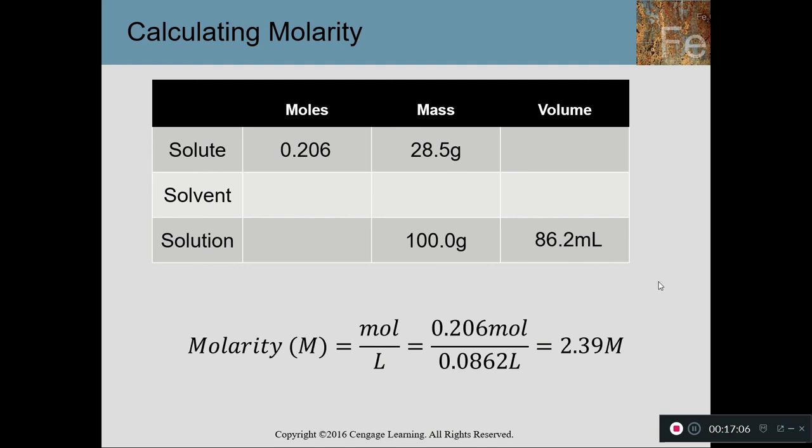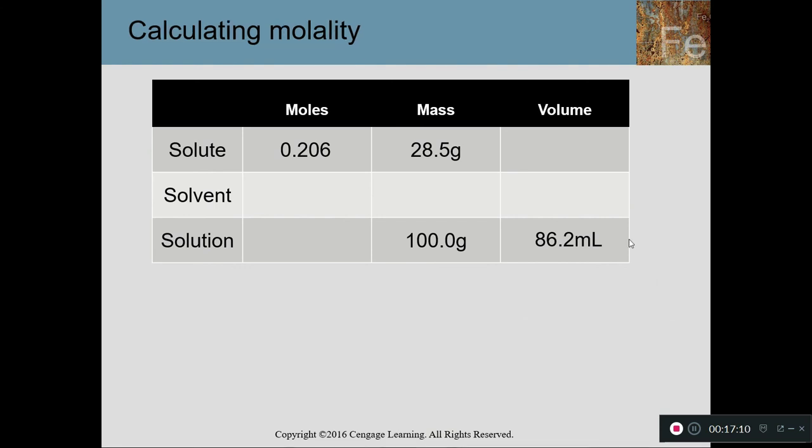Next, I want to try to calculate my molality. Molality is moles per kilogram. So now I have to fill in this spot right here, the mass of the solvent. I'm going to do that by getting the difference between these two. So the difference between 128.5 is 71.5.